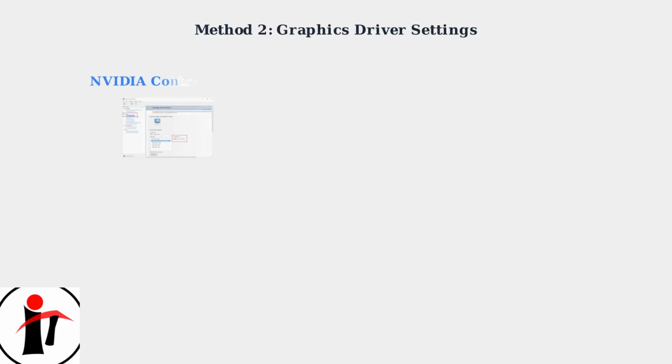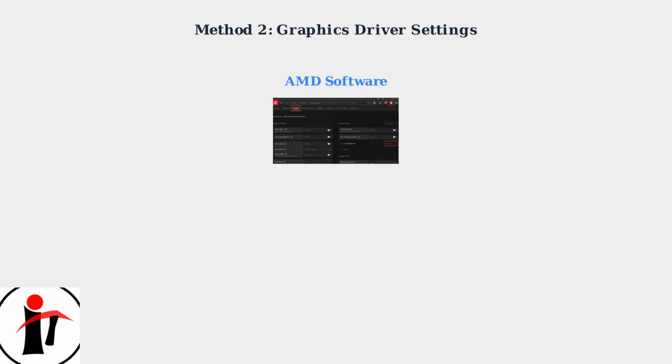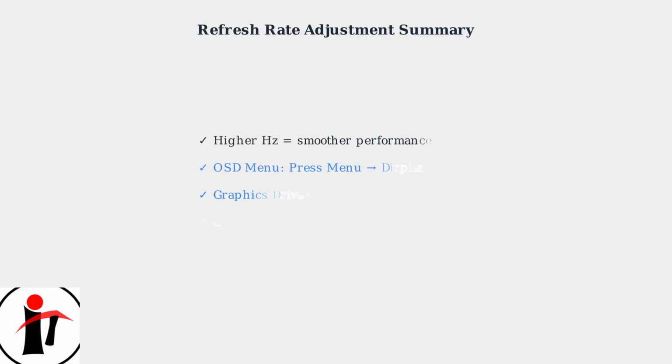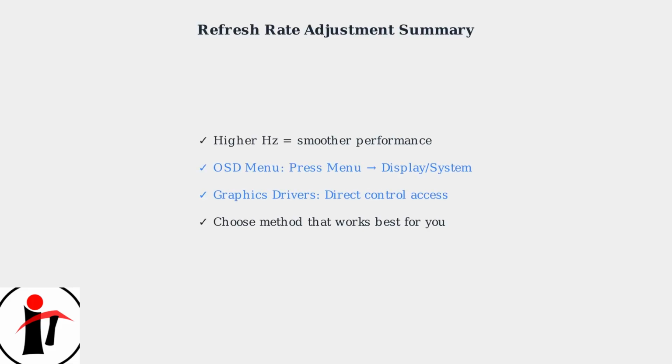Alternatively, you can adjust refresh rates through your graphics driver settings. This includes NVIDIA Control Panel, AMD software, or Intel graphics settings, each providing direct access to display configuration options. Whether you choose to adjust refresh rates through your monitor's OSD menu or graphics driver settings, both methods provide reliable ways to optimize your Sceptre monitor's performance for your specific needs.